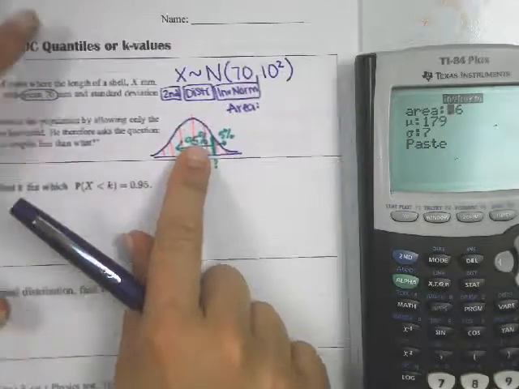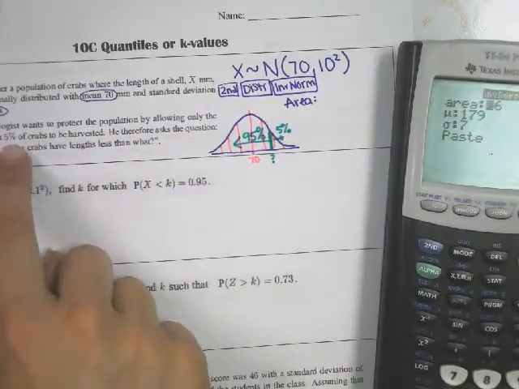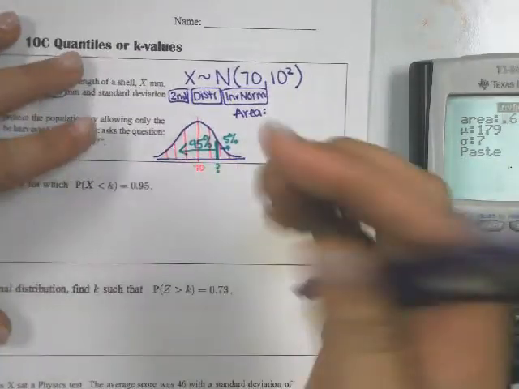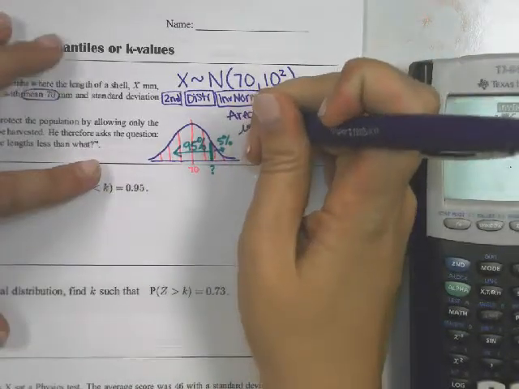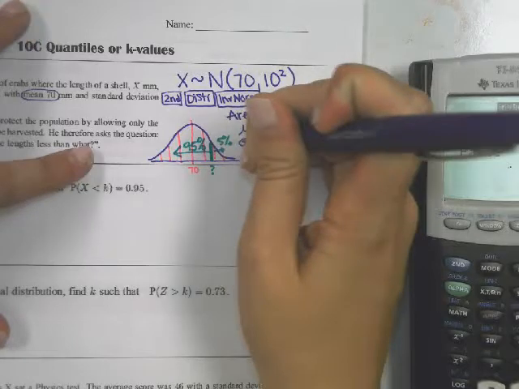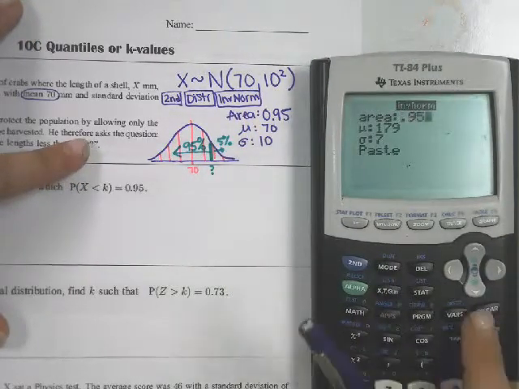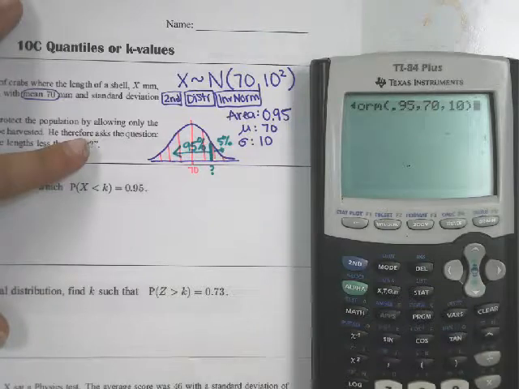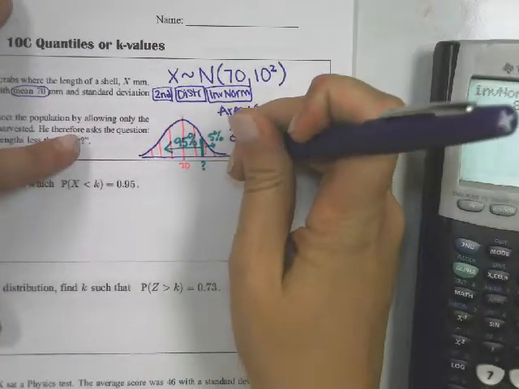So although the question asked, allowing only the largest 5%, we have to indicate that we want the value where 95% is less. So we're going to use 0.95. Our mean was given as 70. Our standard deviation given as 10. So here's our screen. So 0.95. Our mean was 70. Our standard deviation of 10. When we press enter, it tells us 86.4.